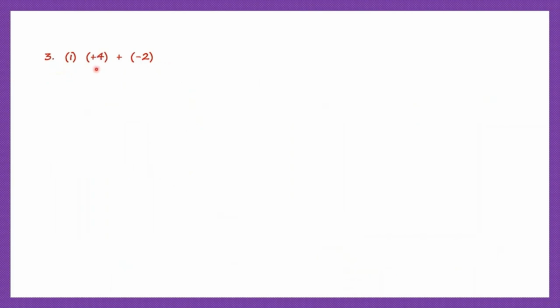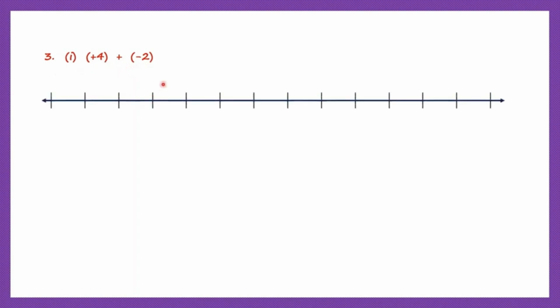Question 3, the first one is plus 4 plus minus 2, a positive integer and a negative integer. So first draw the number line and then you have 0 and let's put the positive numbers on the right of 0 and the negative numbers to the left of 0. So let's look at the first integer, it's plus 4. So from 0, we're going to start and go up to plus 4.